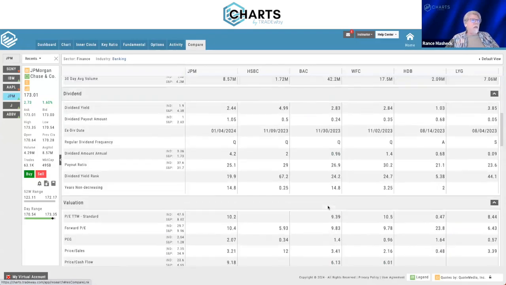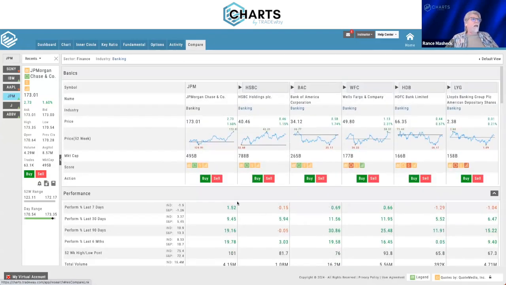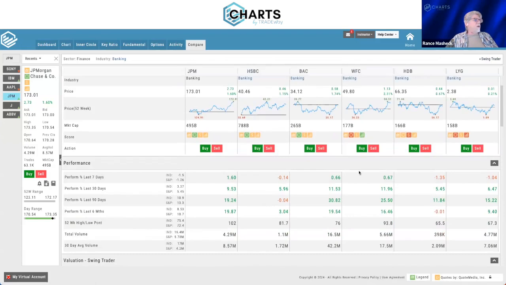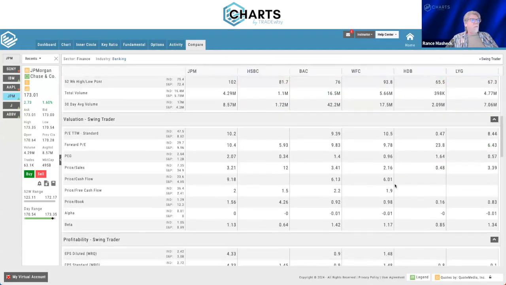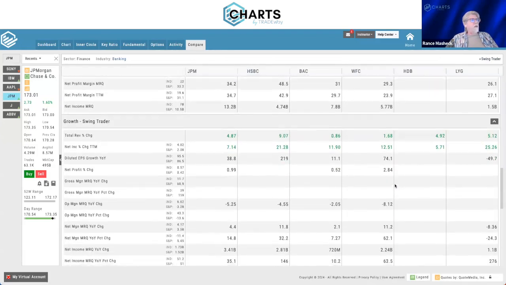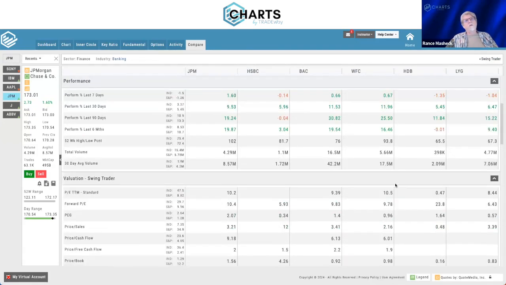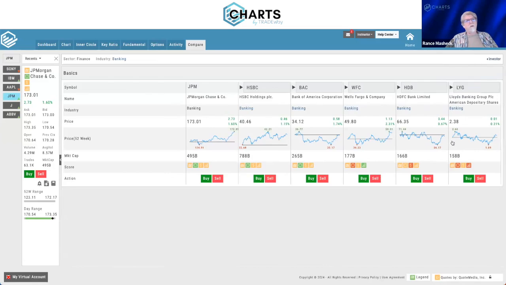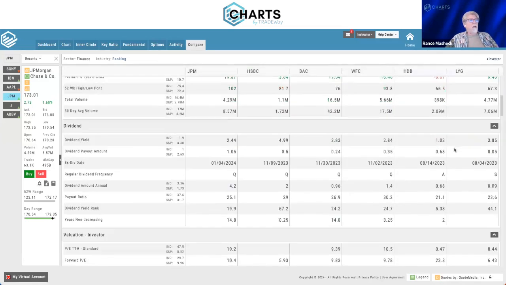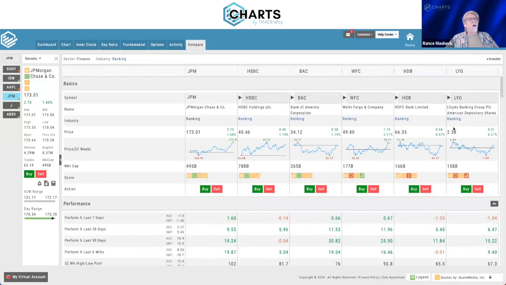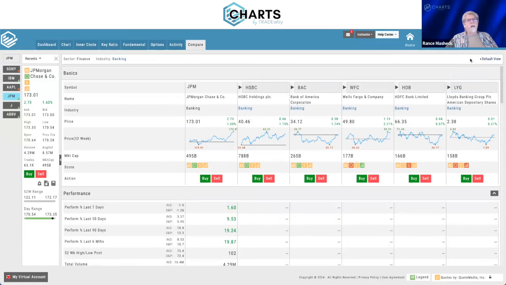Same thing here, though: if I am doing a shorter term trade, I care about different data points. So if I change that, you're going to see that the data points change to look at the things I care about for more of a short-term trade. And again, if I go up to the investor view, it's going to do the same thing there and carry that out as well. So we help you out with that. Again, the default view is going to be a balanced view.